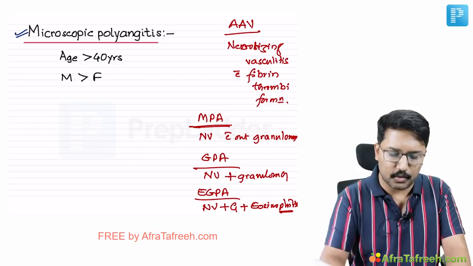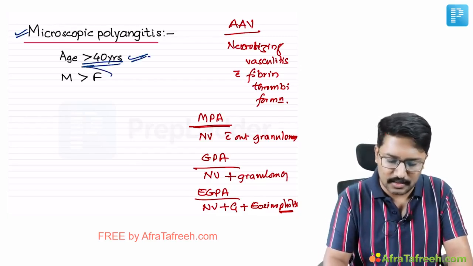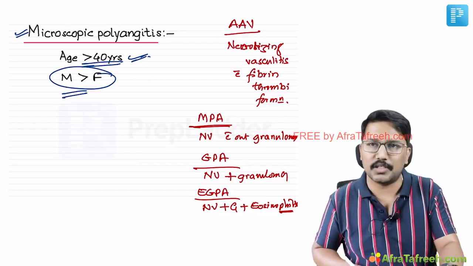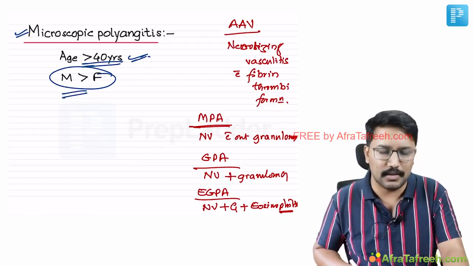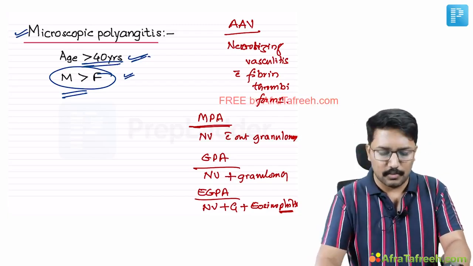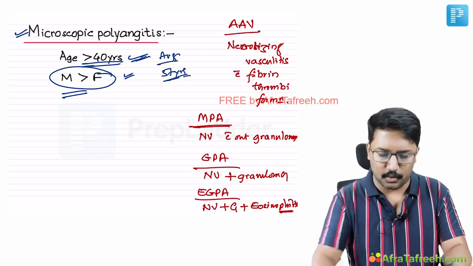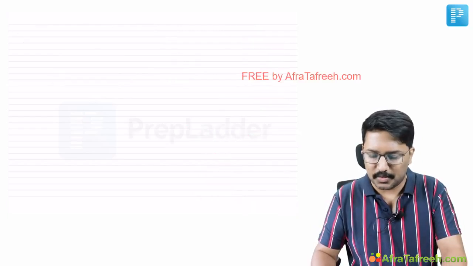Coming to microscopic polyangiitis, here also most of the patients are 40 plus by the time of presentation, but there is a clear-cut male preponderance. In case of GPA, males and females are equally affected. In case of microscopic polyangiitis, there is a clear-cut male preponderance. Most of them are 40 plus. The average age of presentation is around 57 years. Okay. So how do these patients present?